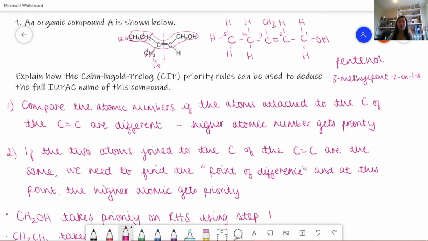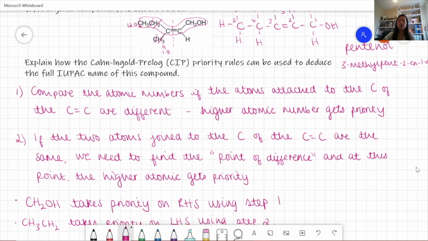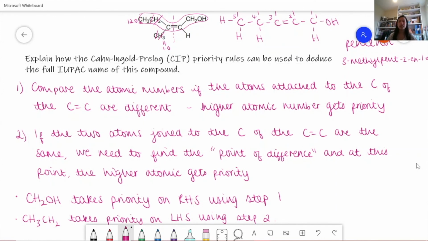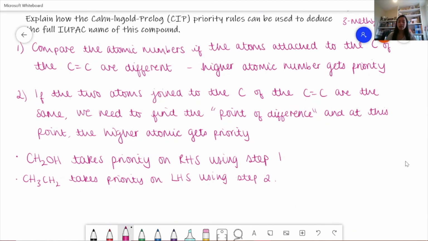And now we have to use Z or E. So looking back at our priority parts of this alkene, we have that this takes priority and this takes priority. And now we can see that they're on the same side, because when we divide it horizontally, they're on the same side. And so this means that this molecule is Z-3-methylpent-2-en-1-ol.